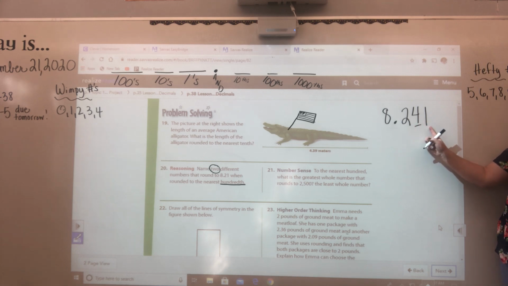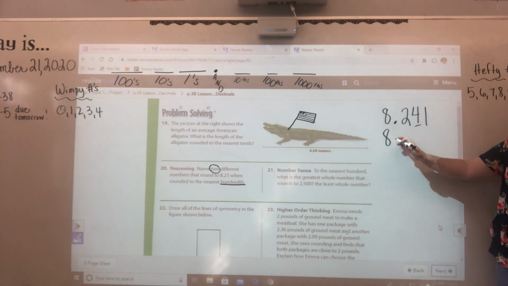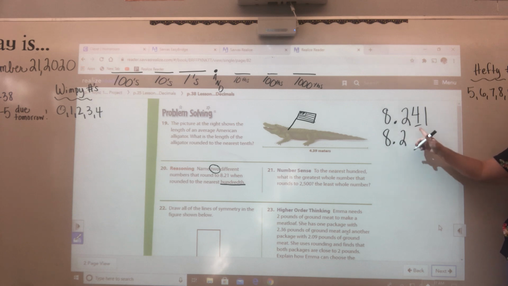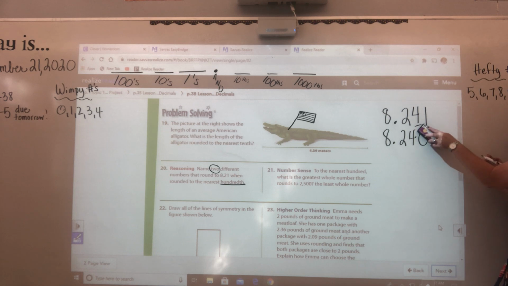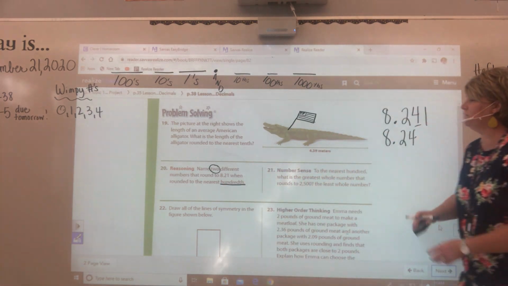Class, what do you know about the number 1? It's wimpy. So what's going to happen to this 4? What happens to the 8? What happens to the 2? What happens to the 4? What happens to the 1? 0, which I don't really need. Okay, I like Colin's answer because it's a lot closer, but did it end up at 8.21? No, but he's getting closer.